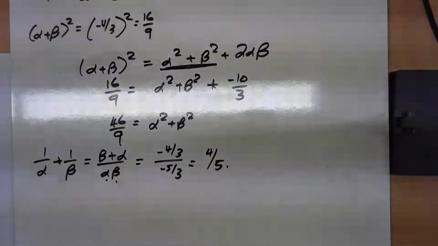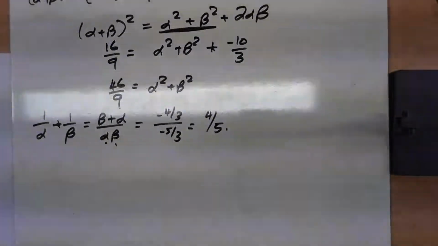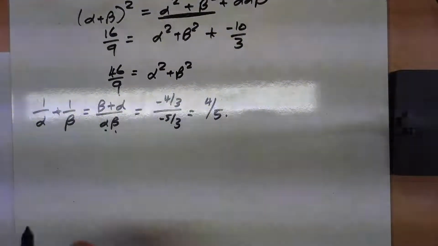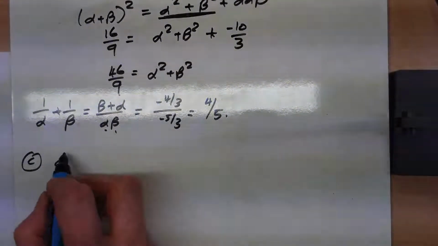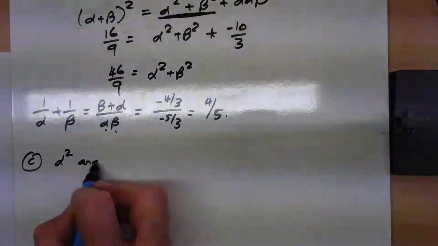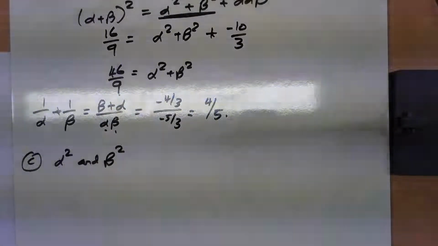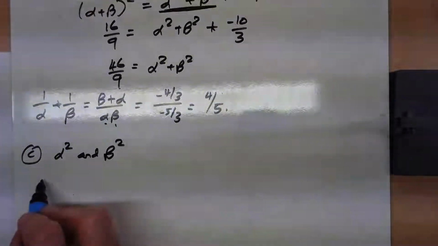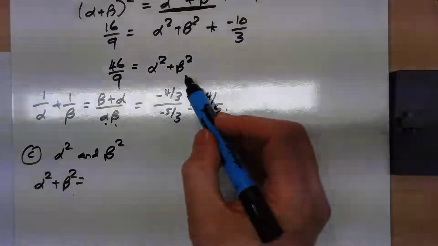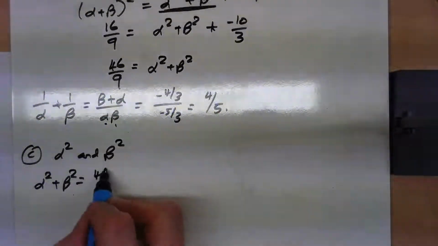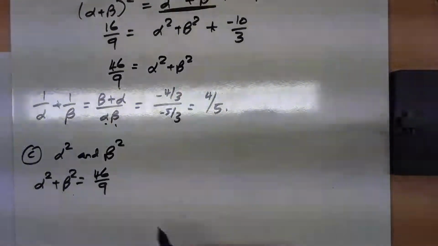I think there's that. Oh no, there's a bit more to go as well. Sorry, there's another part as well. So part C says, find the equation whose roots are alpha squared and beta squared. So when we add those two things together, we've already done that. That was there, wasn't it? So that's 46 over 9.